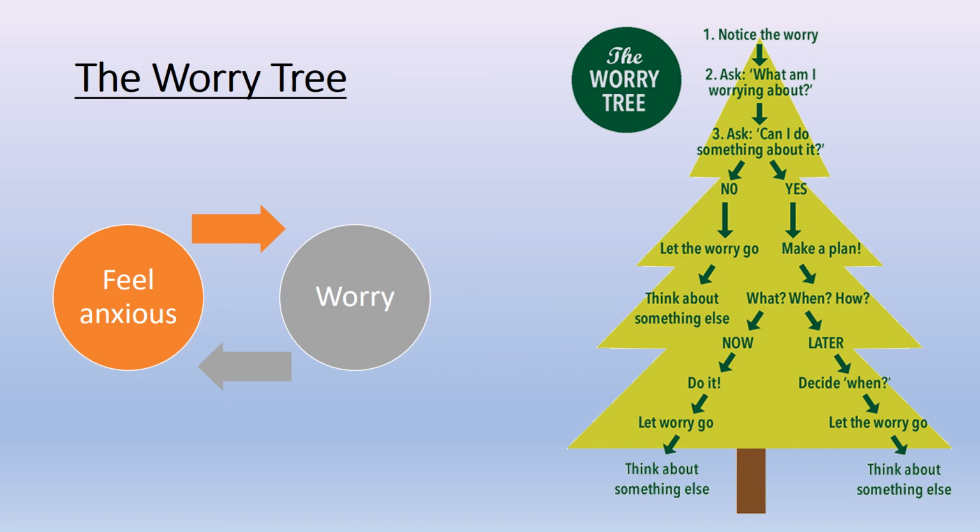If the answer is no, there's nothing I can do about this, then you need to let the worry go. To let it go, you may need to engage in something distracting for a while. You may need to repeat your positive affirmations that you can let the worry go, and you may need to do a relaxation exercise, or you may even want to write the worry down so it's out of your head. The important thing is you give yourself permission to move on from the worry. The worry tree will help you decide what to do when you're worrying.